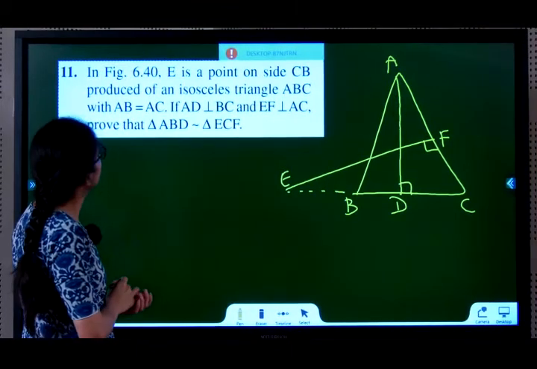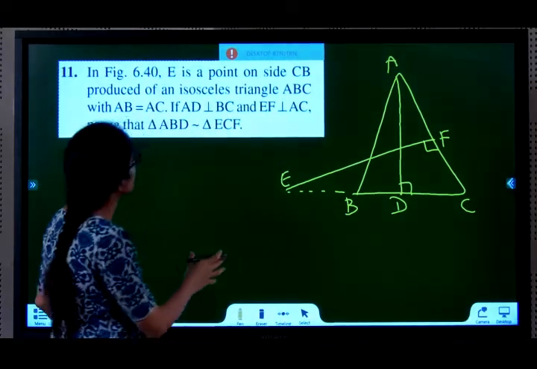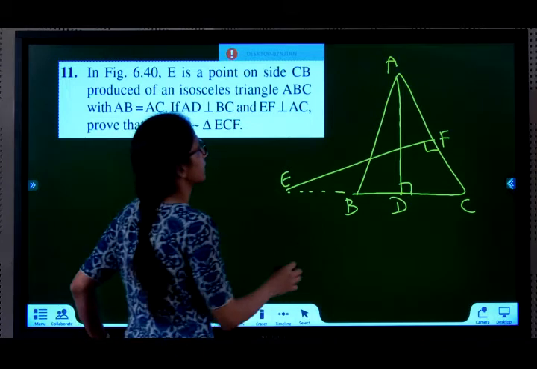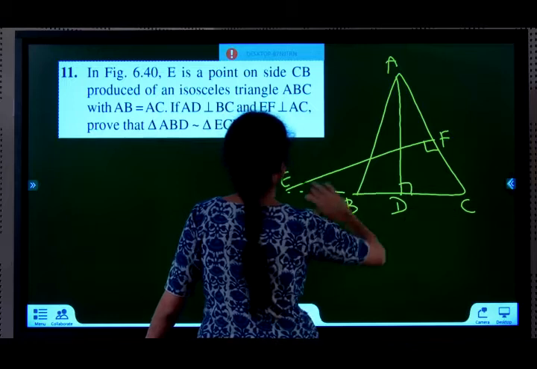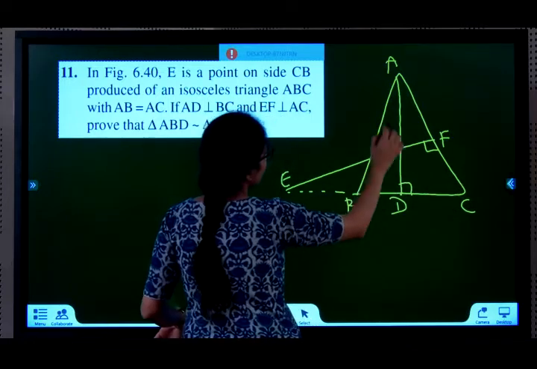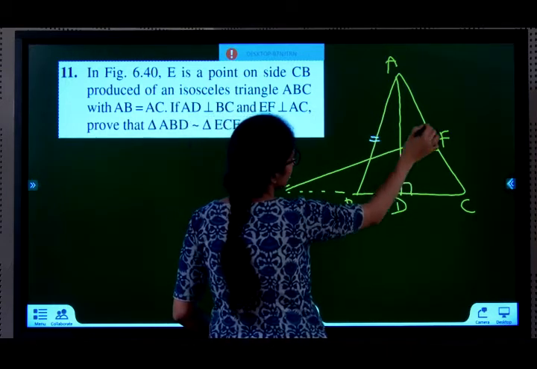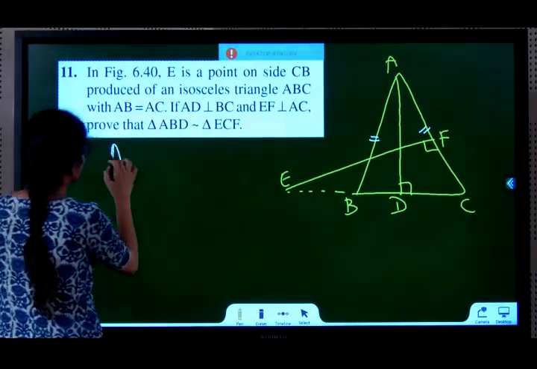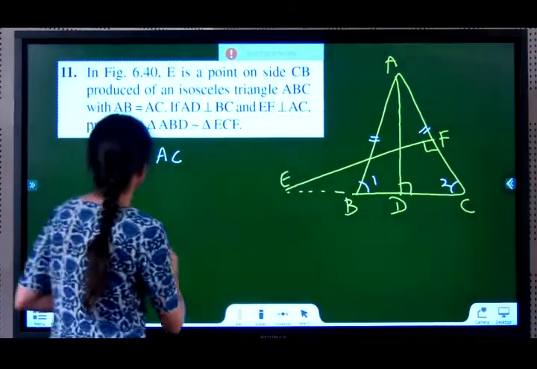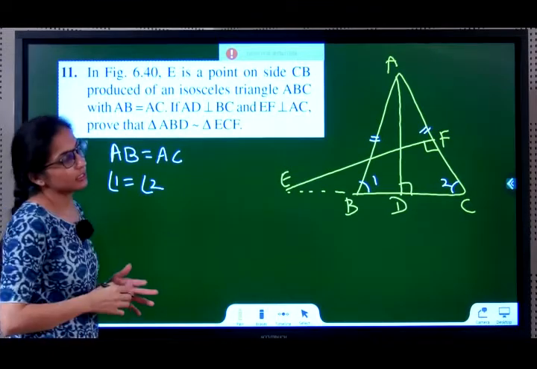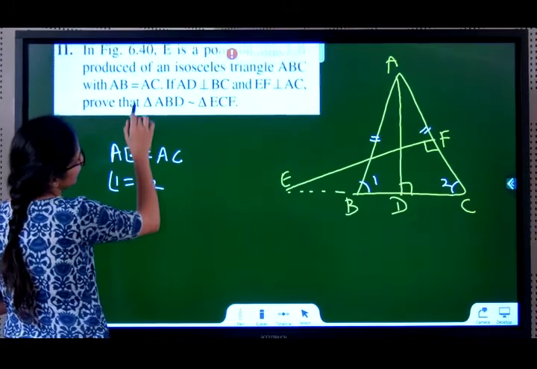Question 11. In the figure, E is a point on the side BC produced of an isosceles triangle ABC with AB equal to AC. If AD is perpendicular to BC, EF is perpendicular to AC, prove that ABD is similar to ECF. First of all, this is 90-90 and they have given AB is equal to AC. Because AB is equal to AC, can I call this angle 1 and this angle 2 and say angle 1 equals angle 2? Yes. Why? Because angles opposite to equal sides in a triangle are equal. Base angles are equal in an isosceles triangle.